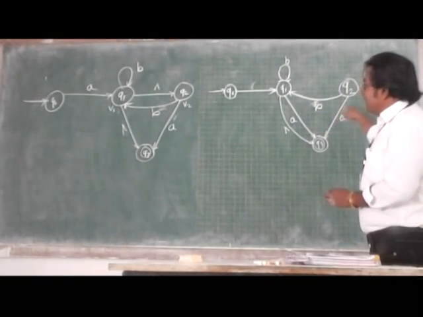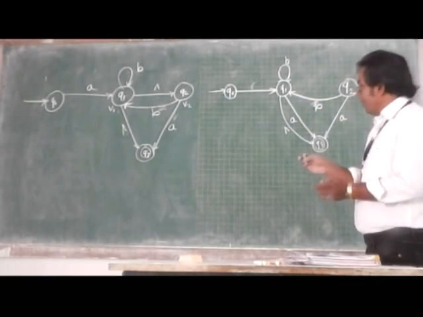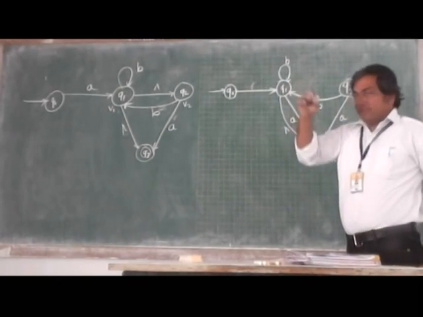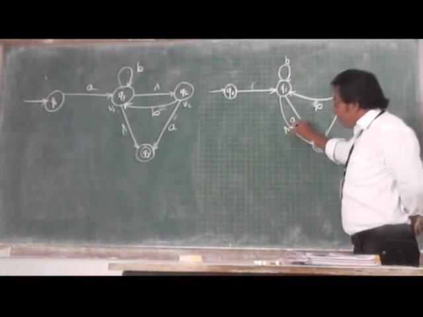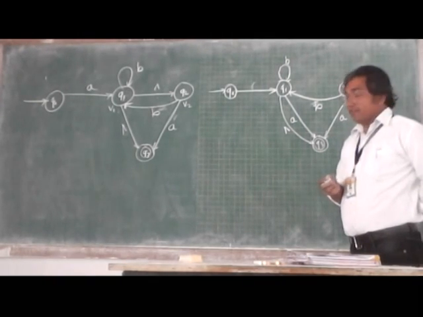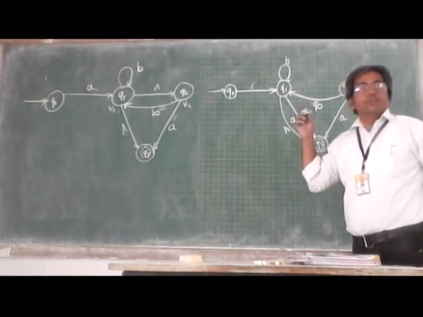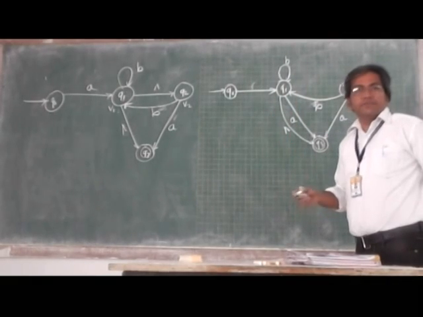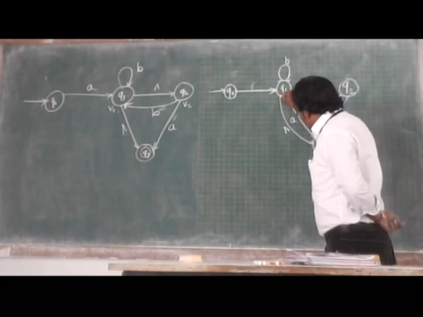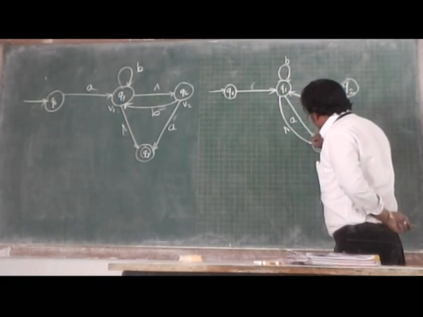Have you covered all the transitions? Okay, fine. Now I can see that one more null transition is there that I need to apply, that I need to remove. So to remove that, again apply these 4 steps. Okay? So here the transition is from Q1 to Q3.